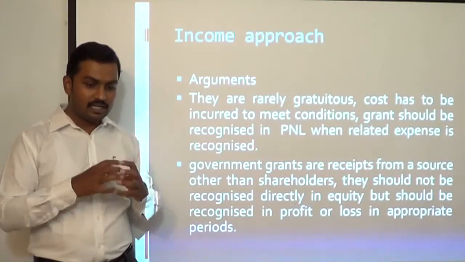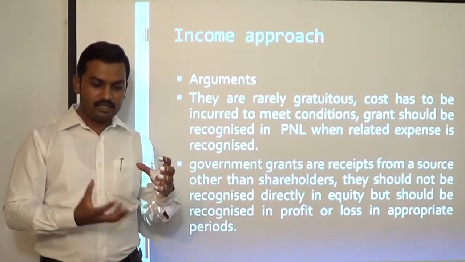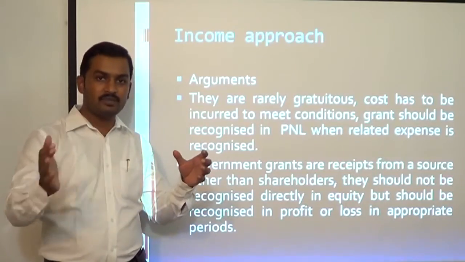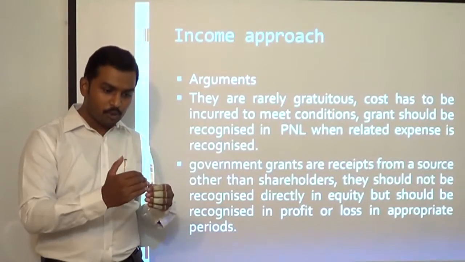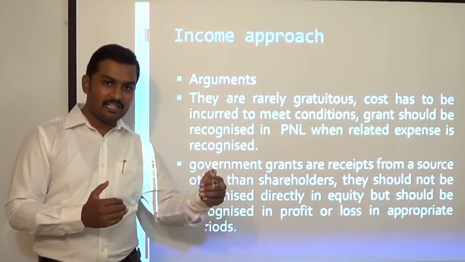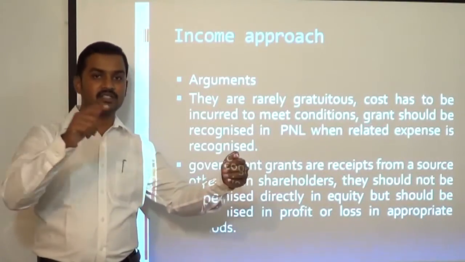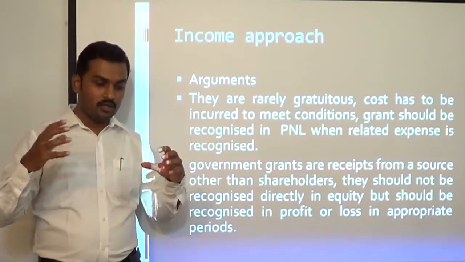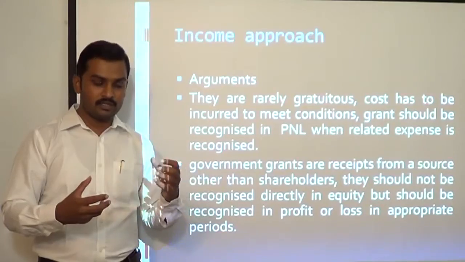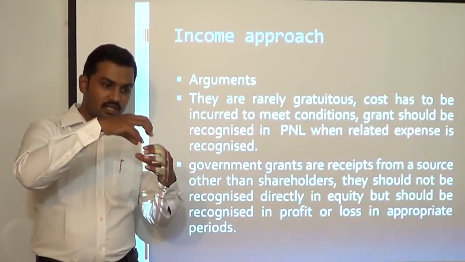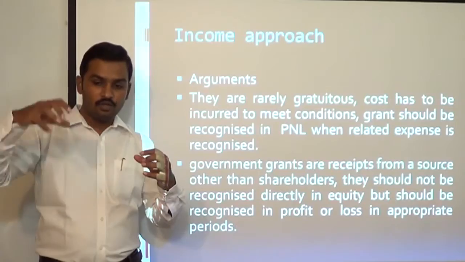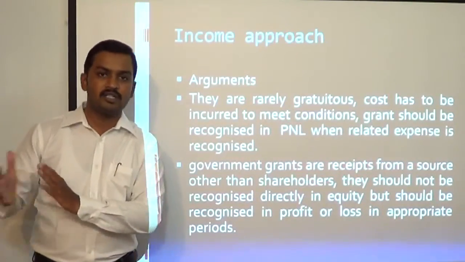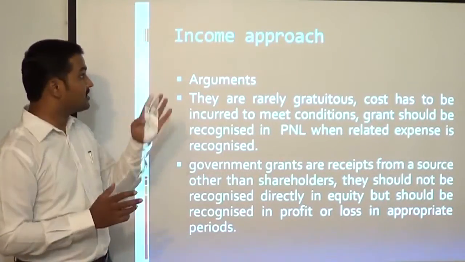Now, under the income approach, once you receive government grant, it is credited to government grant, we treat it as deferred income, and gradually the deferred income is released to P&L account in the proportion in which expenses related to cost incurred to satisfy the conditions are debited to P&L account. So government grants come with some cost attached to it. We have to incur some cost to get government grants. And when the cost is incurred, the related expense will be debited to P&L account. So in the proportion of expenses debited to P&L account, we have to amortize government grant also as income in P&L account. Okay. So this is called the income approach.